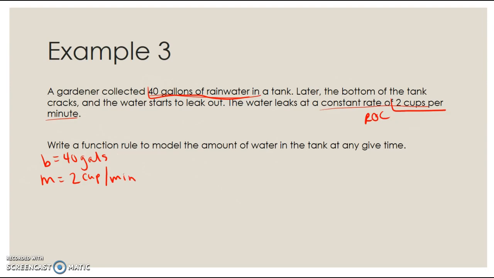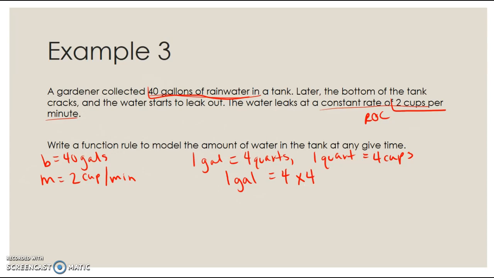The issue is here we have gallons and here we have cups, so we need to get them to the same ratio, or the same unit. So I'm going to give us a little refresher. 1 gallon is equal to 4 quarts, and 1 quart equals 4 cups. So what that means is 1 gallon will equal 4 times 4.